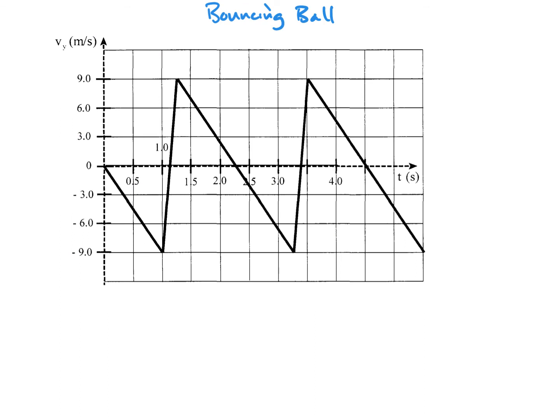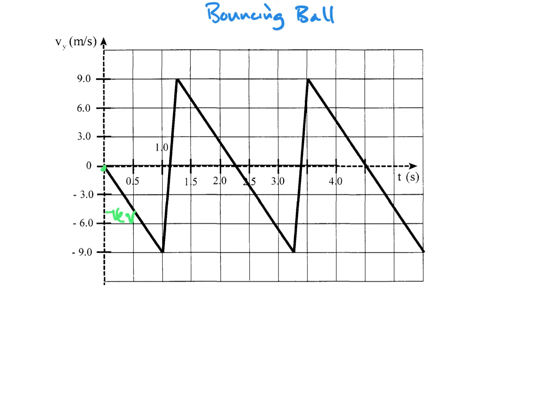And this last example we'll look at is a bouncing ball. So a ball that's dropped from a height, hits the ground, bounces back up. So here's our starting point, and if we look at this first section here, can you see we've got negative velocities?